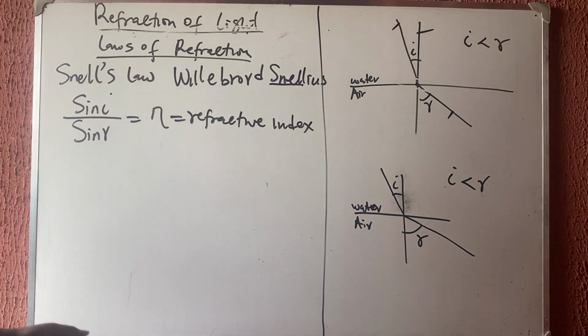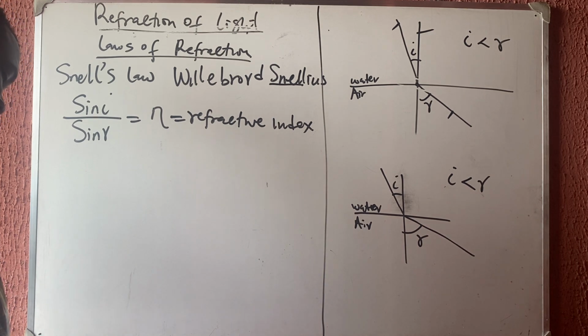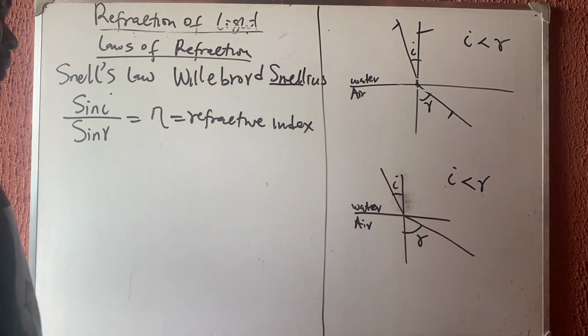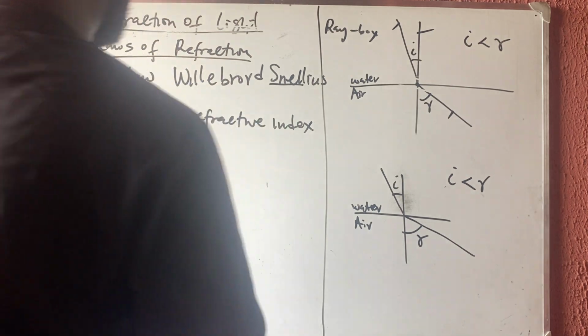They can ask you, what are the methods we use in verifying Snell's law? You tell them that we use the glass block method, or the optical pin method, or the ray box method. Okay, so that is that.